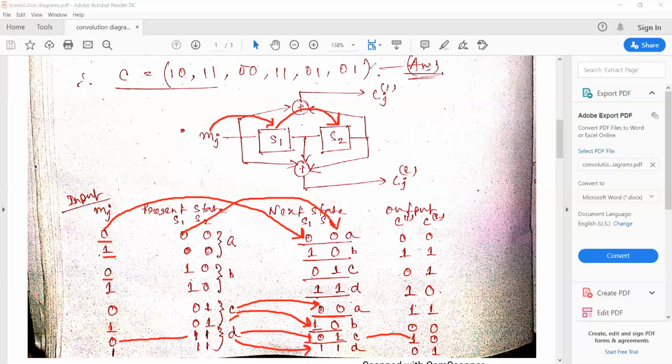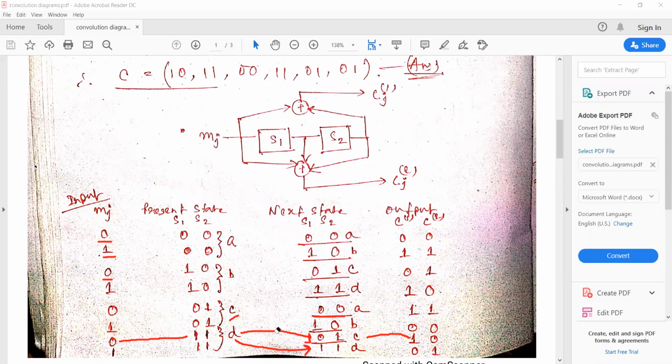So let me just erase this all. So we have seen that for present state A, the possible next state is AB. For B, the possible next state is CD. And for C, the possible next states are AB. For D, possible next states are CD. Right?